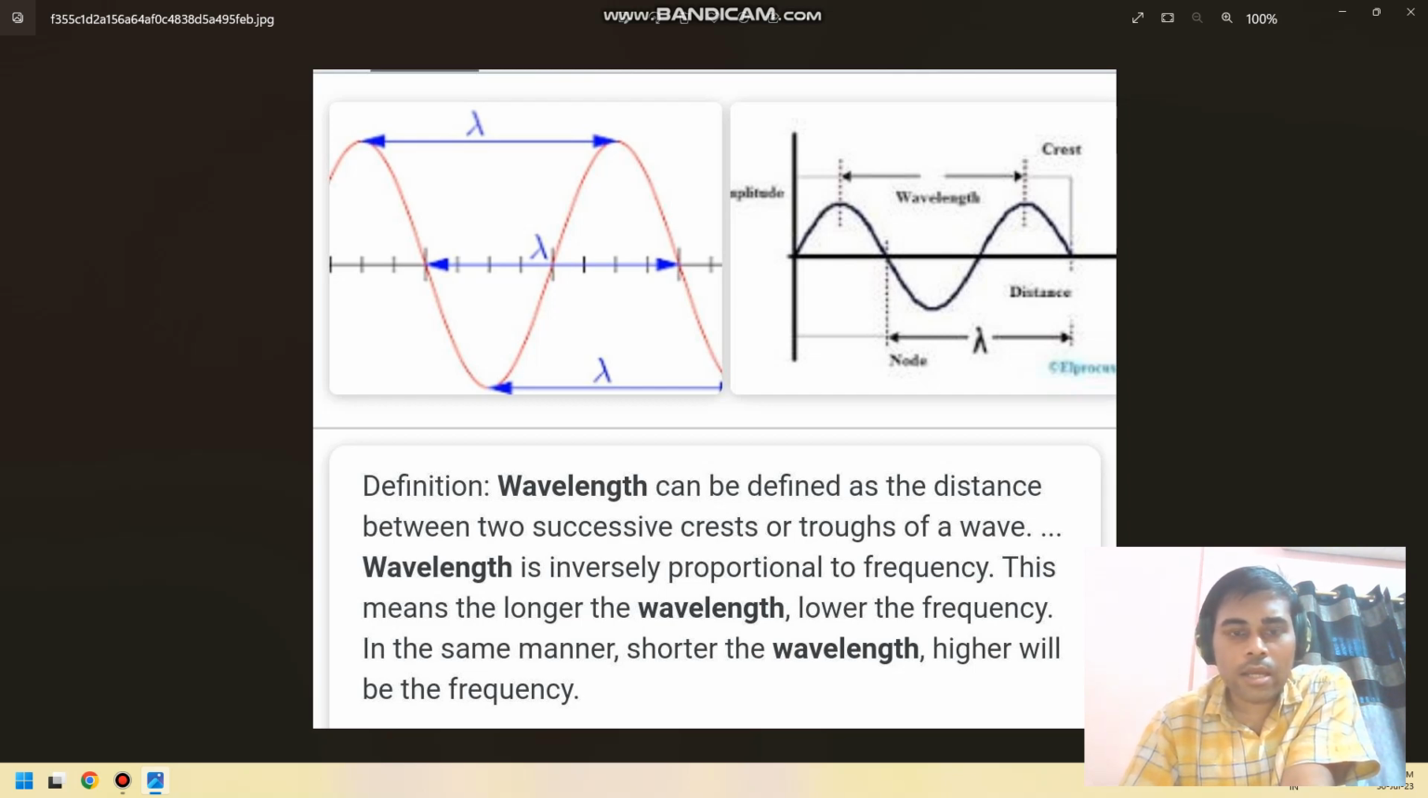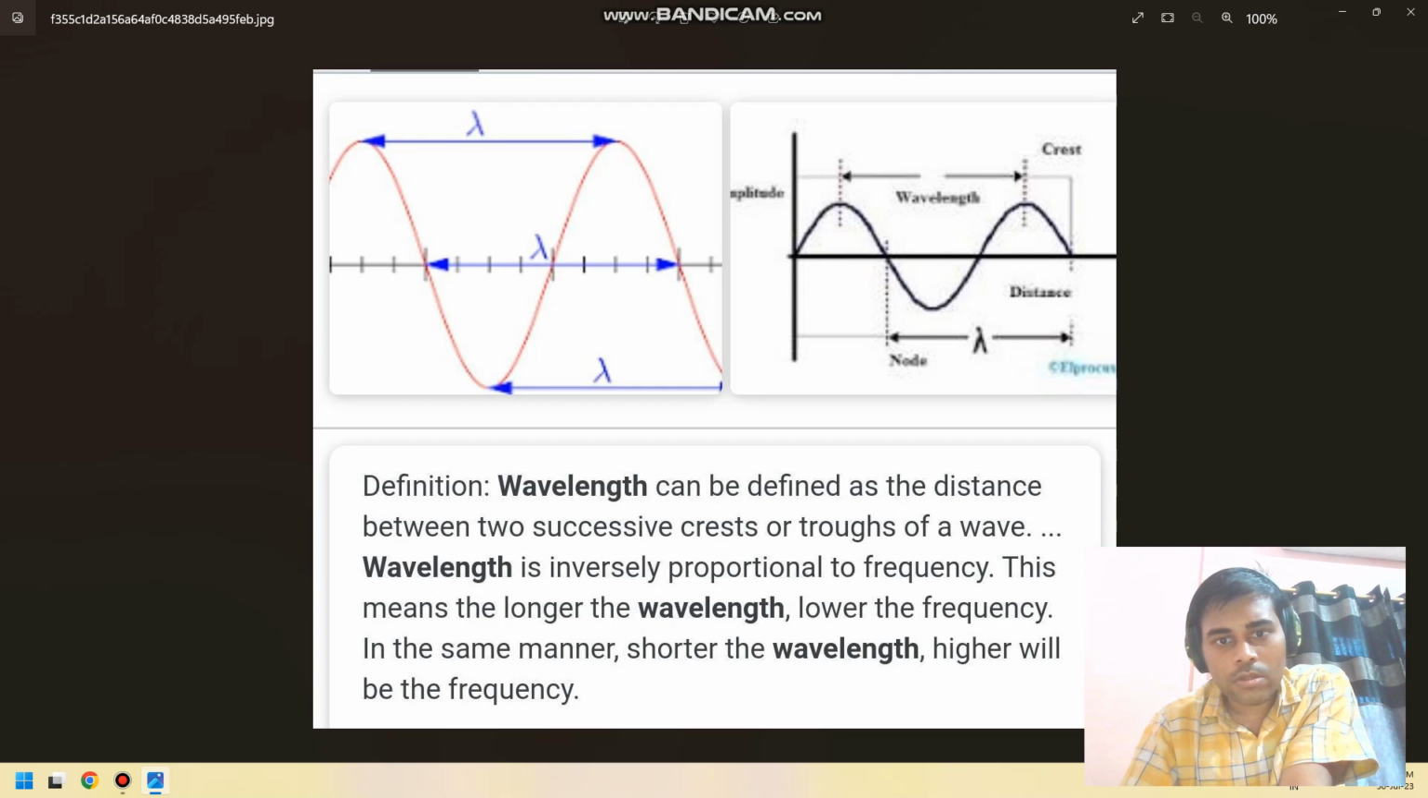Let us read the definition of wavelength. It is written here that wavelength can be defined as the distance between two successive crests. Crest means the peak, the top of a wave. Here we have to first choose the crest of the wave. This is the graph of a sound wave, and the crest is this or this or this.